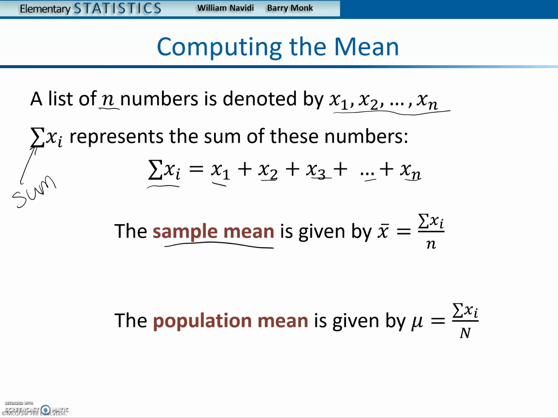The sample mean is given by the sum divided by the number. The population mean is given by, again, the sum divided by the number. Notice that this is a small letter n for our sample, and this is a capital N for population.